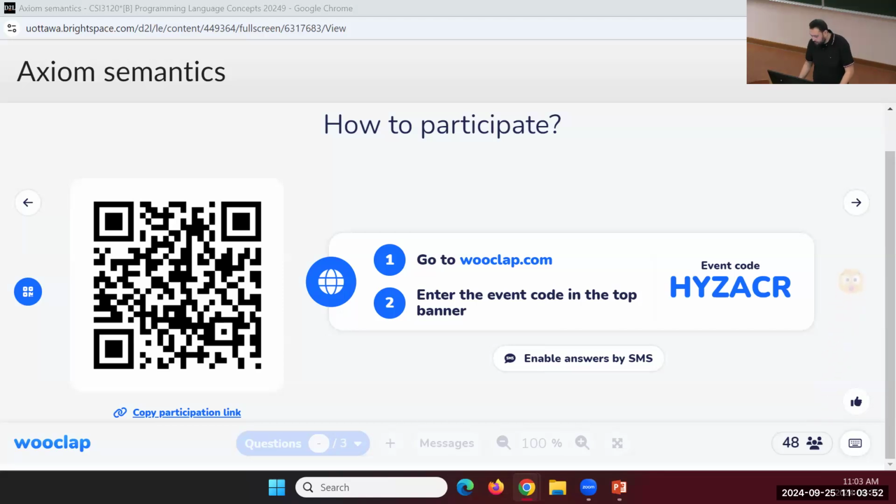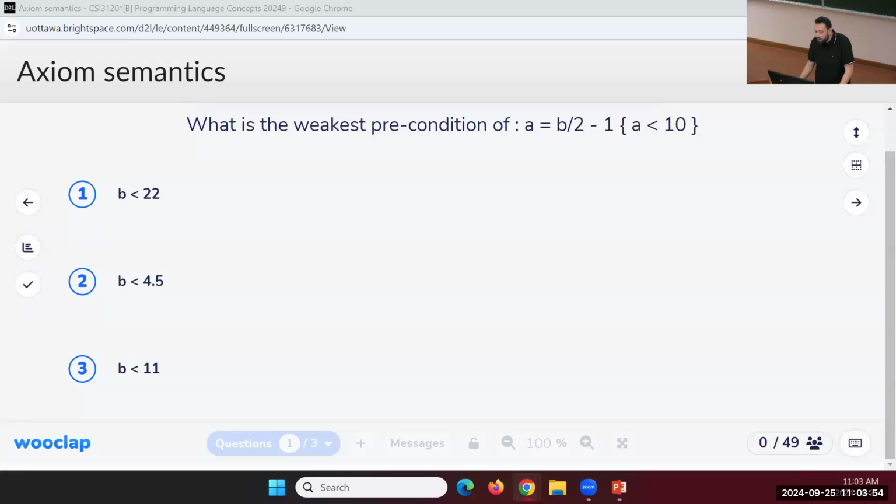Okay, we're ready. So what is the weakest precondition of this? A equal B divided by 2 minus 1, and then my post condition is A less than 10. So let's say I'm asking you this question. I'm giving you this, and I'm giving you a post condition. How can you reason about what is the weakest precondition?